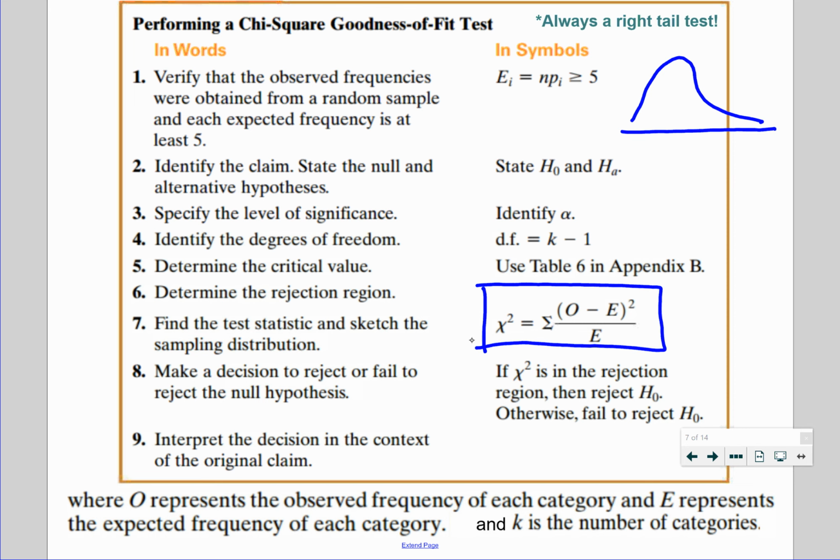So remember, O is the observed frequency of a specific category. E is the expected frequency of that specific category. So we're going to see some columns when we do this again. We're kind of doing this in phases like you did with your standard deviation before.